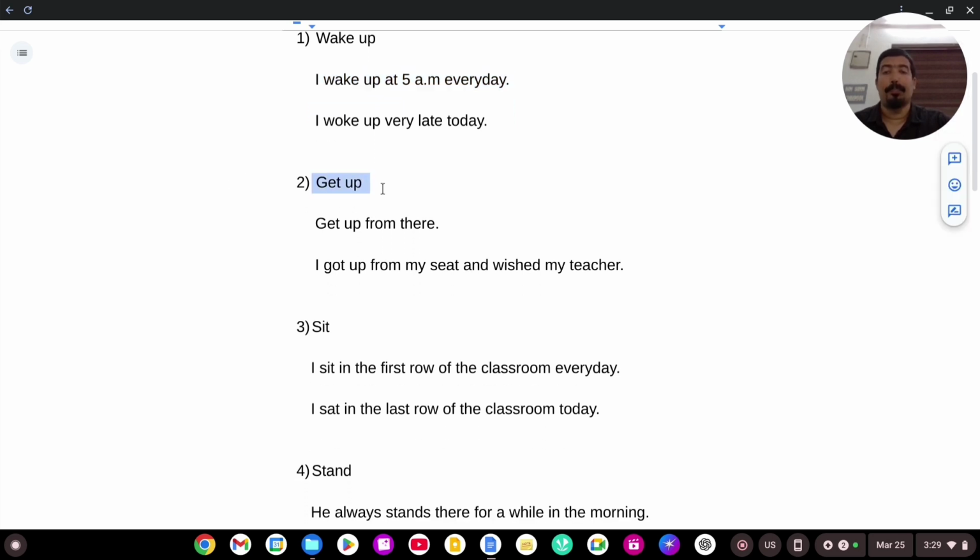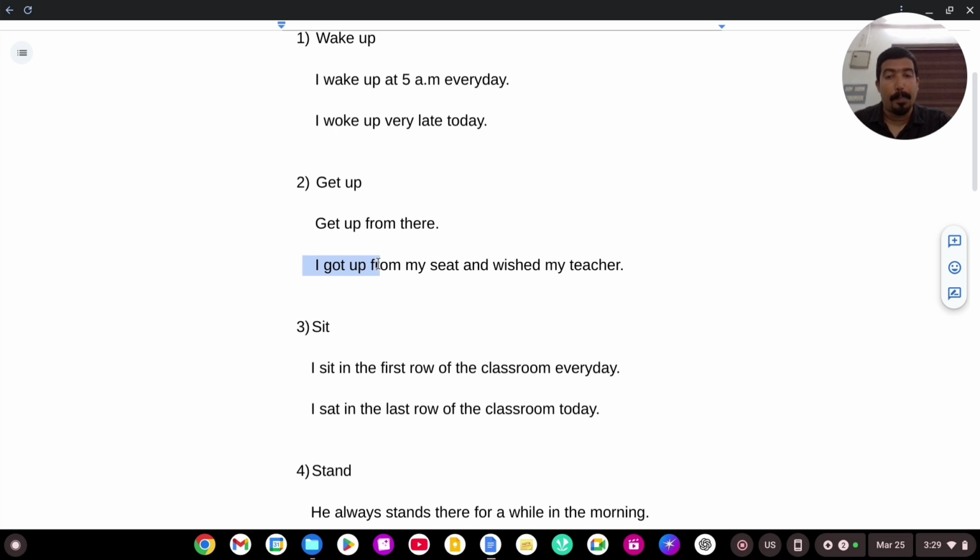Next one, get up. So get up means, for example, you are sitting on a seat and someone tells you, please get up from there. Get up from your seat. So you know what is the action of getting up, right? You are sitting on a seat and you need to get up from the seat. That is the action here. Get up from the seat, rising from that position of sitting to a standing position. That is the act of getting up.